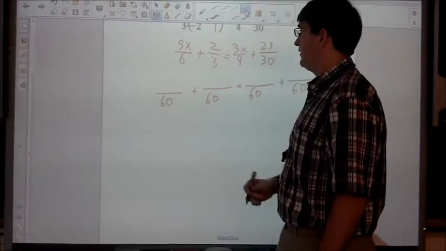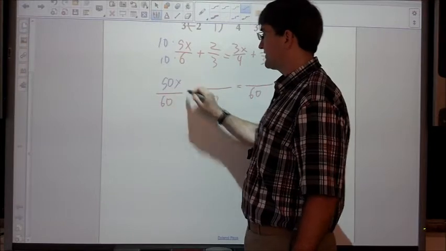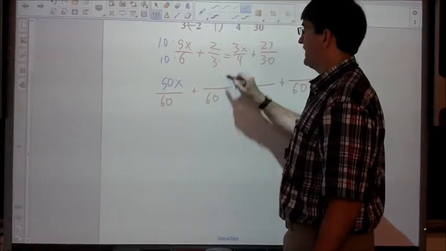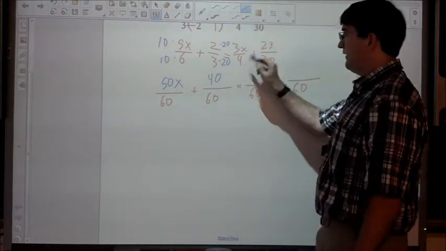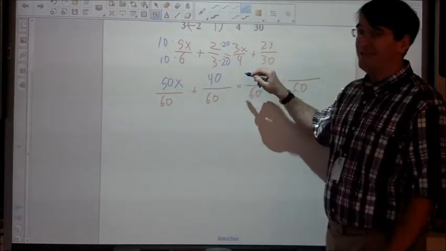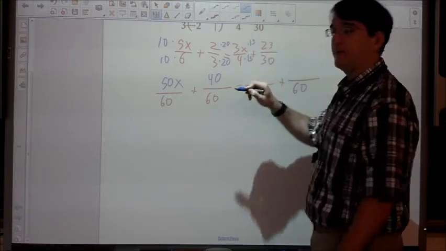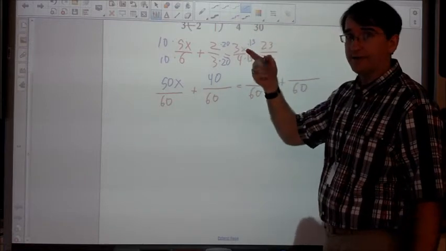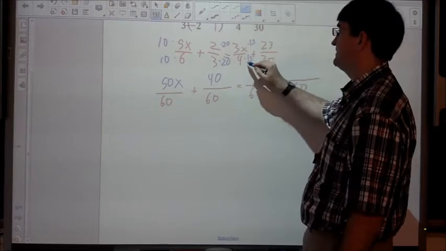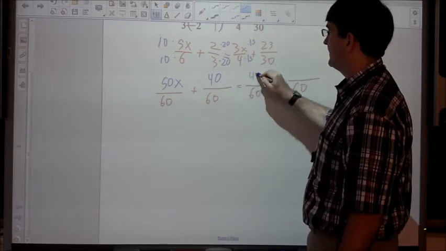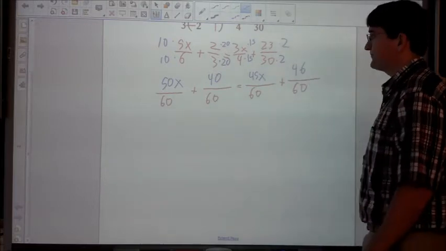So, times in the top and bottom by 10, we get 50x over 60. 3 times 20 gives me 60, so I have to have a 40 there. 4 times 15 gives me 60. You can do that one in your head. Remember, how long is a quarter hour? It's 15 minutes. 4 quarters means a whole. A whole hour is 60 minutes. So on the top I get 45x. And then top and bottom by 2 here, I get 46.